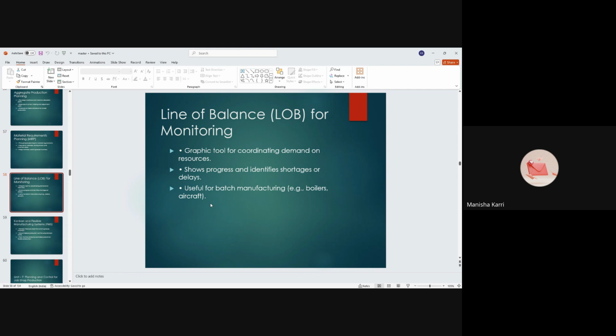So the line of balance is a visual tool for tracking the production progress and also resource use. It helps ensure that production meets the planned schedule by identifying shortages or delays, making it especially valuable for batch manufacturing of complex, different types of products.